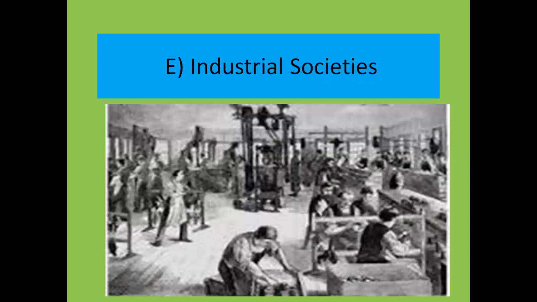And this is the last one. This is the modern phase of the development of society. As society kept on changing, at present our society has arrived at this age and phase. It is known as industrial society.